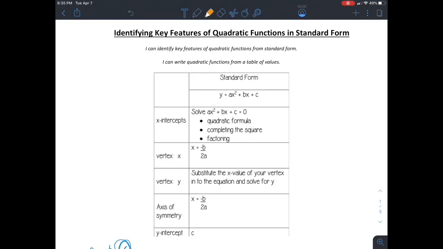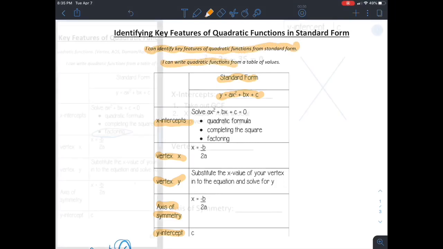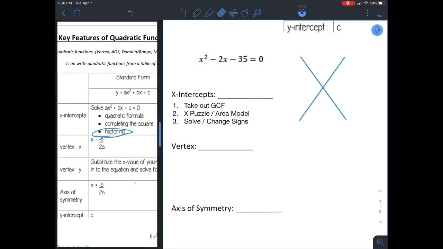in helping us identify the x-intercepts, the vertex, both the x and the y coordinate, the axis of symmetry, and the y-intercept. So today we're going to use this table to find our roots or our x-intercepts, our vertex, our axis of symmetry, and our y-intercepts from quadratic equations in standard form. Now that we've taken a look at our table and how helpful it can be in identifying key features from quadratic functions in standard form, let's use it to complete our first example for today.